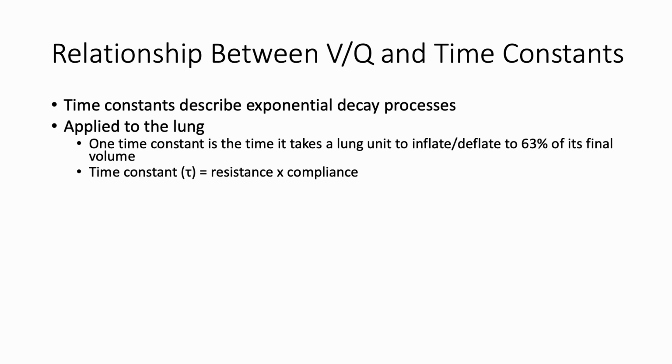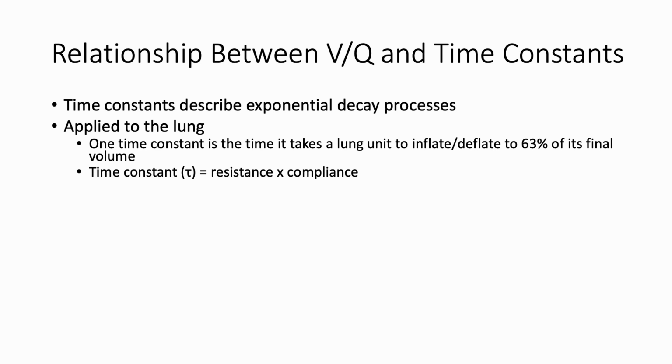And we can intuitively understand this using the analogy of blowing up a balloon. If we blow up a balloon, it's going to take a certain amount of time. If we instead blow it up through a very narrow, thin straw, it's going to take a longer time to blow it up because of the higher resistance. On the other hand, if we have a second, much more distensible balloon, it's going to take a longer time to blow up to the final volume because it has a higher compliance.